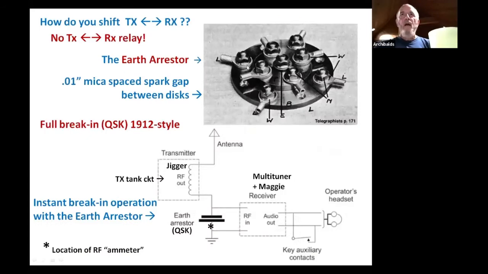Okay, I won't go through this again, but here's the earth arrestor. And in there, there's a hundredth of an inch gap, which allows it to arc over with any significant voltage, but it will have a high resistance to ground when you're in receive. So this is how the system worked. Here's your transmitters over here. This is where your RF comes from. Antenna, the receive signal runs down to the coil in the jigger. Earth arrestor, no transmit, goes into the receiver. Transmit, the earth arrestor is shorted out and it goes to ground.